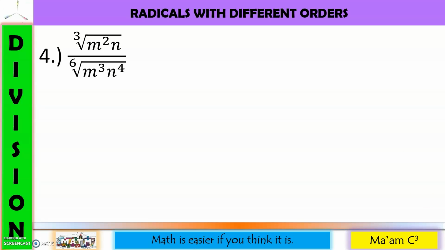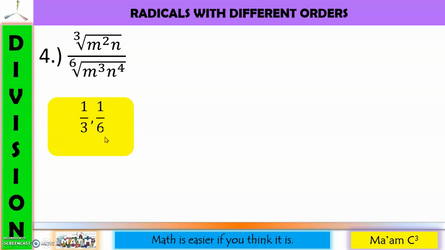Number 4, cube root of m squared n divided by 6th root of m cubed n to the 4th. I'll take a little shortcut here. I will make my index the same for both numerator and denominator. To do that, I will convert my index into fractional form. So the index 3 is 1/3 in fractional form, while the index 6 is 1/6.